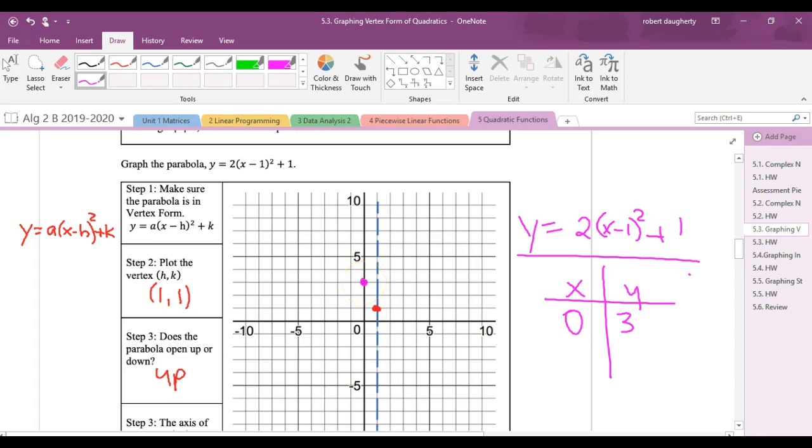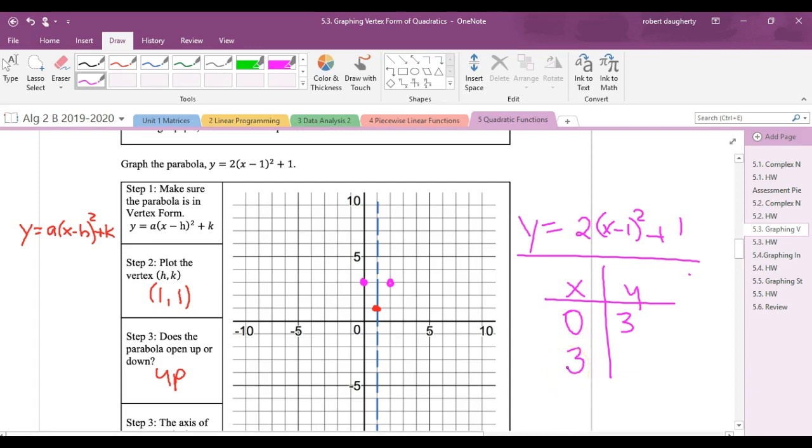The minute I know that point is there, there's another point I know without even plugging in. The point 2, 3 has to be there. You can go through the work of plugging it in, but you don't have to, because this graph is symmetrical. Now I have to pick another point. I could pick negative 1 or I could pick 3. I'd rather pick 3 because it's positive, so I won't make a mistake with negative numbers.